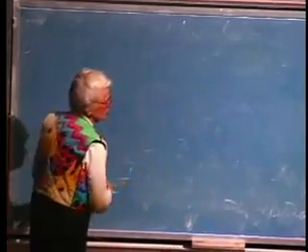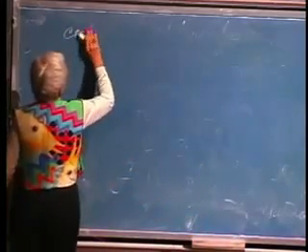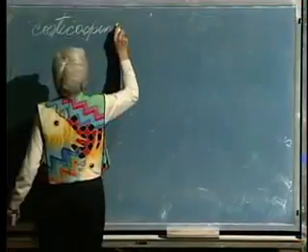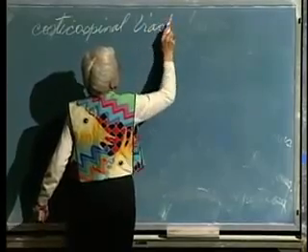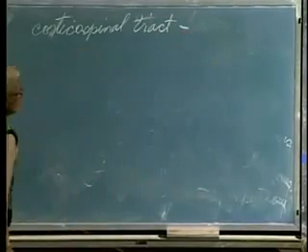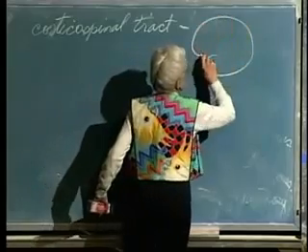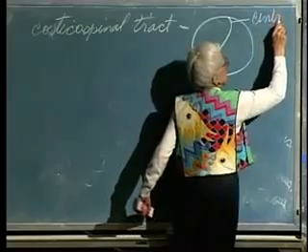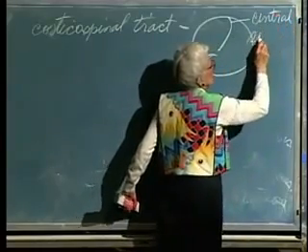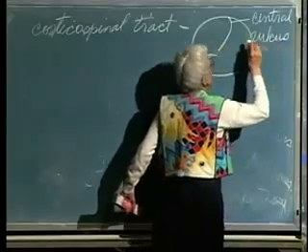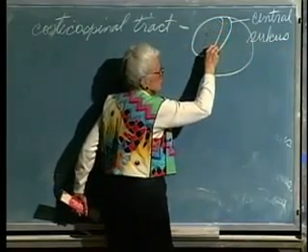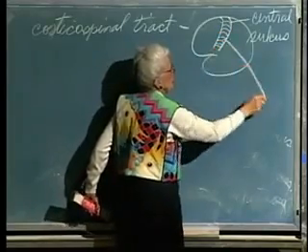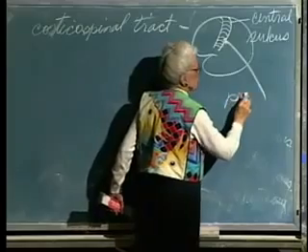So we're going to follow the corticospinal tract, and it's going to originate in the precentral gyrus. So here's our central sulcus, and we're going to have a gyrus just in front of it, and that's our precentral gyrus.